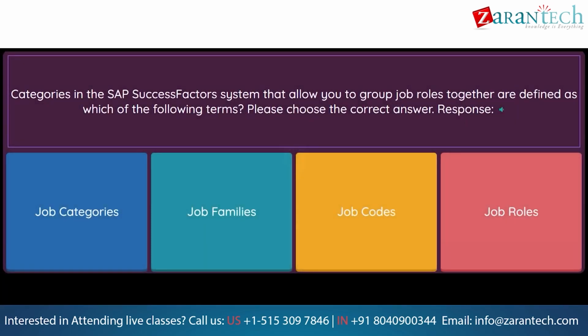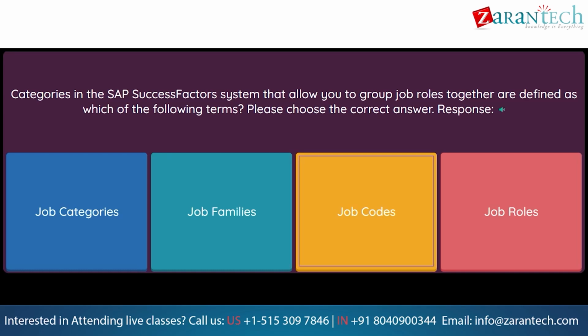Question: categories in the SAP SuccessFactors system that allow you to group job roles together are defined as which of the following terms? Please choose the correct answer. Response: Option 1, job categories. Option 2, job families. Option 3, job codes. Option 4, job roles.